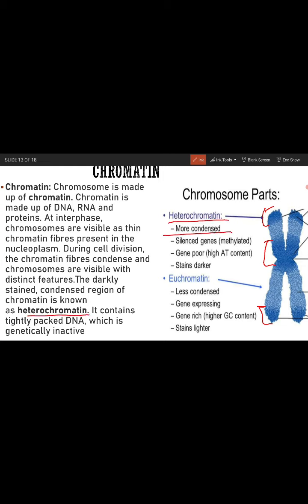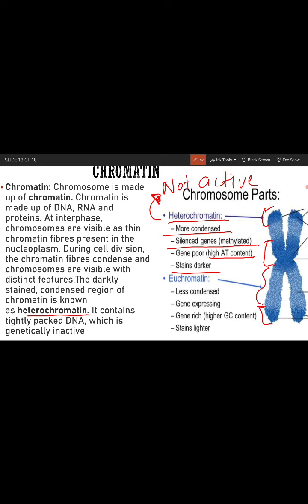Heterochromatin are more condensed, silenced genes. They are not active. Heterochromatin are darkly stained and not active. That is, the genes present in these areas are not active, with high AT content, and they stain darker.